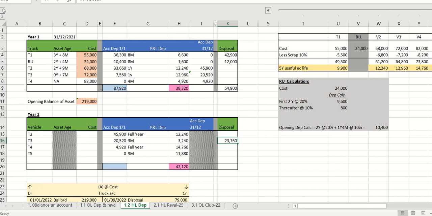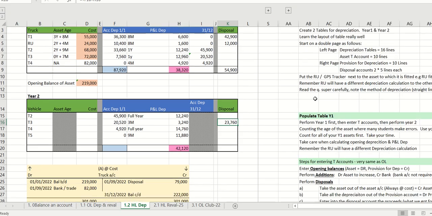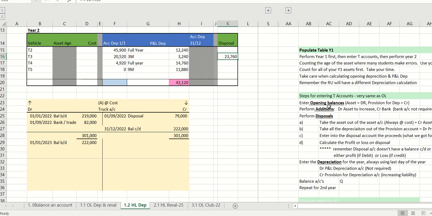Okay, so we're now good to go with following our steps. So enter opening balances, we balanced our accounts, that is done. Perform additions. So we're going to do the addition of truck 5.